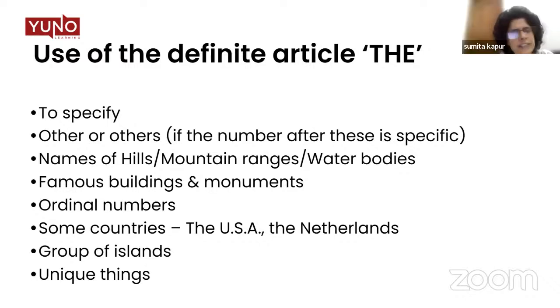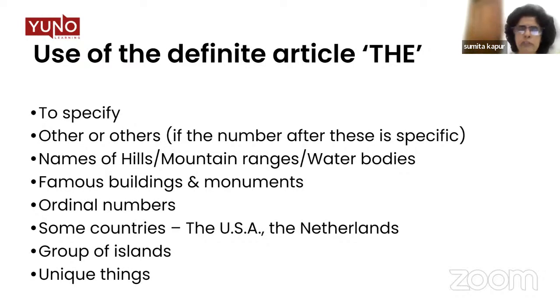The, to specify. This is just a recap. Names of hills, mountain ranges, water bodies. This is what we say. The Himalayas, the Alps. Actually, students, one thing here I would like to tell you. Just like we use the before names of water bodies except lakes, similarly, we use the before names of mountain ranges like the Himalayas, the Rockies, the Nilgiris. But we do not use the before names of mountain peaks. So you will say the Himalayas are in India.